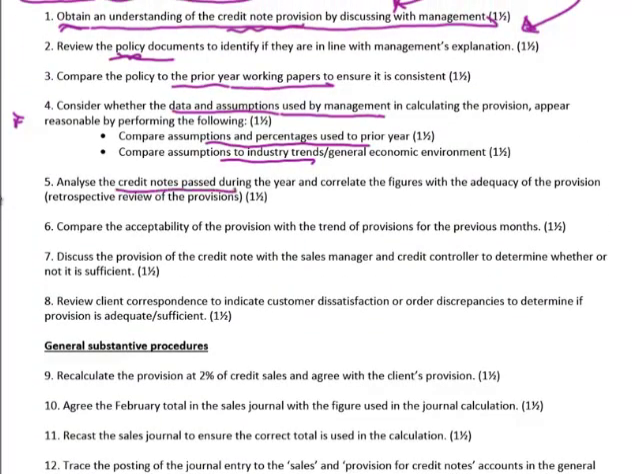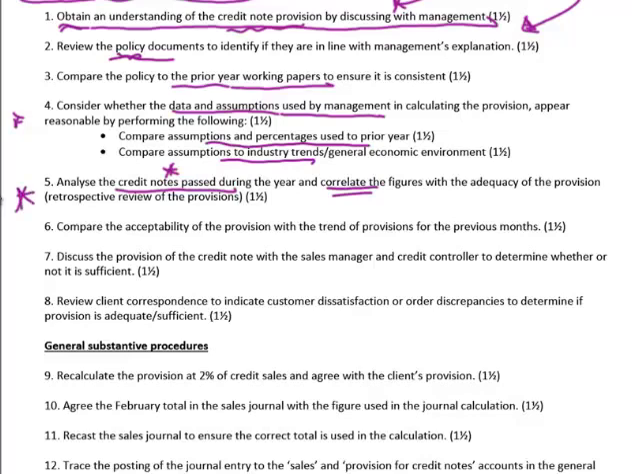Analyze the credit notes passed during the year and correlate the figures with the adequacy of the provision. So in this case, it's a retrospective review. We've gone and seen what the actual credit notes passed during the year are, and what provision management made for this. Do they speak to each other or not? Generally, if management provides for, for example, 100,000 and we wrote off close to 100,000, then the provision would appear reasonable. But if they're providing for 100,000 and we only write off 20,000, then something's not right there. So how accurate is management in actually calculating this provision?